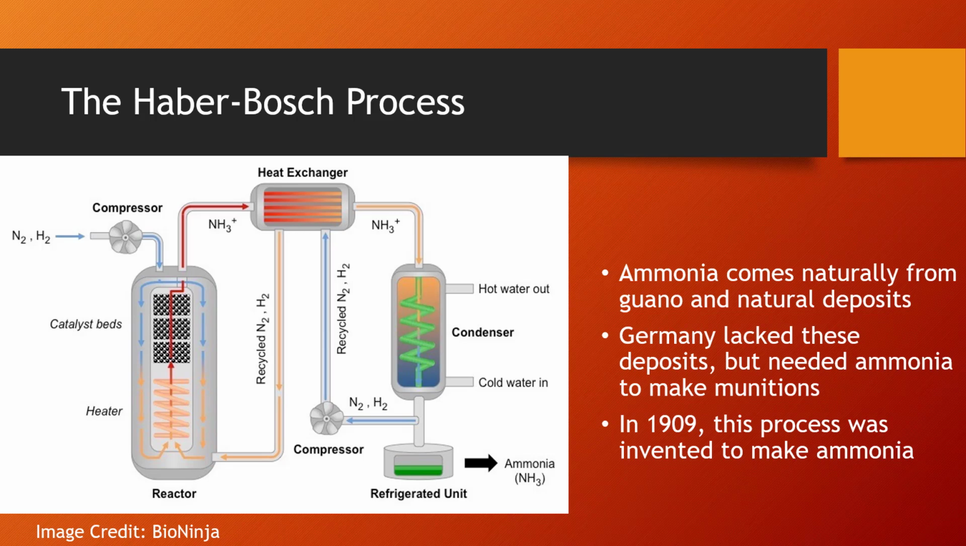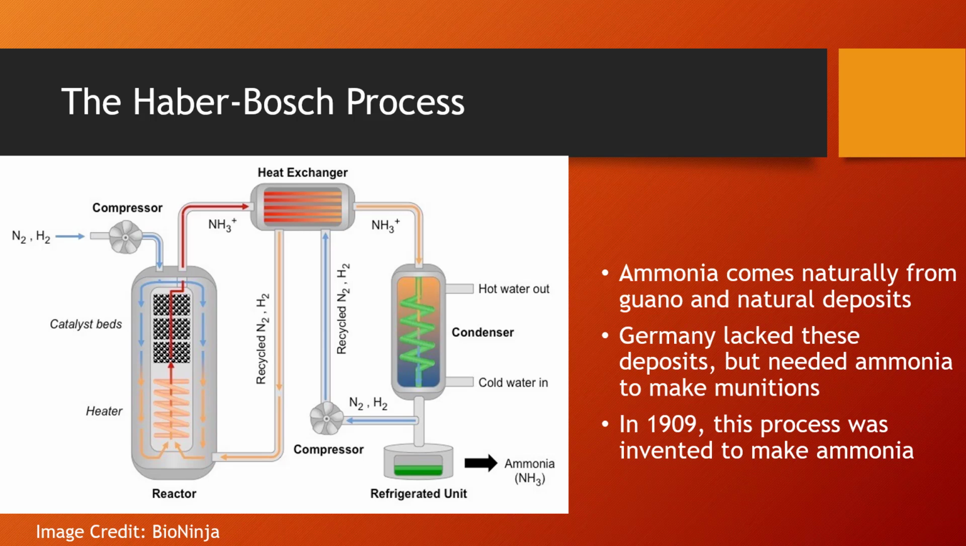Ammonia is something you find naturally in guano and natural deposits. Essentially, nitrogen gas is present in the air, but nitrogen gas isn't really useful for much. It's very non-reactive. Ammonia, on the other hand, is what's called fixed nitrogen. And ammonia can be used in things like fertilizer or in munitions and explosives. And during World War I, Germany needed a lot of ammonia.